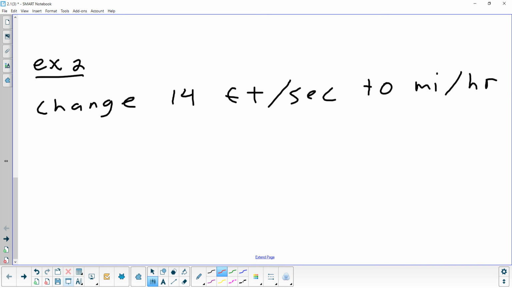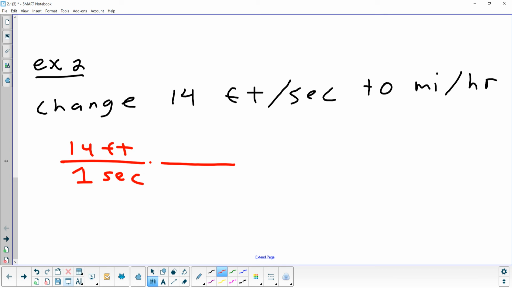All right, so when you see 14 feet per second, that means you're traveling 14 feet in how many seconds? Done? 1. That's 14 feet in 1 second. So now it's like we're doing 2 problems. We have to change feet to miles, and we have to change seconds to hours. It doesn't matter which one we do first. Let's do the feet to miles first. Okay, that's one step.